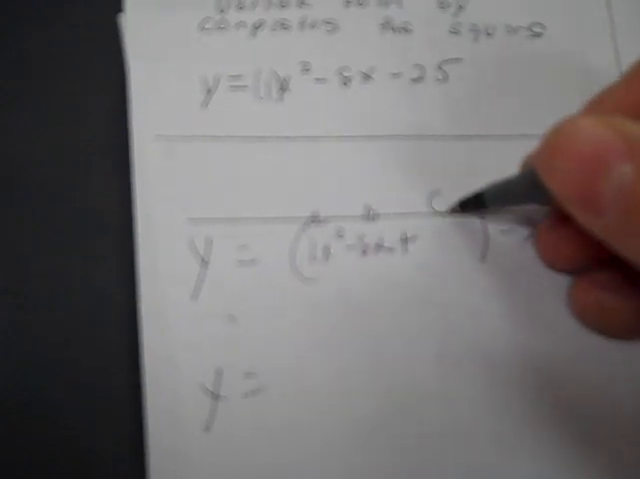And then you're going to add. So this is a, this is b, and your job is to come up with the c. Now we're going to do what we just did. We're going to take b divided by 2 to the second. So b is negative 8 divided by 2 to the second. That's negative 4 to the second. Negative 4 times itself is 16.